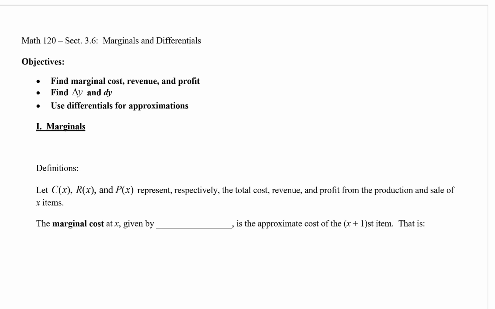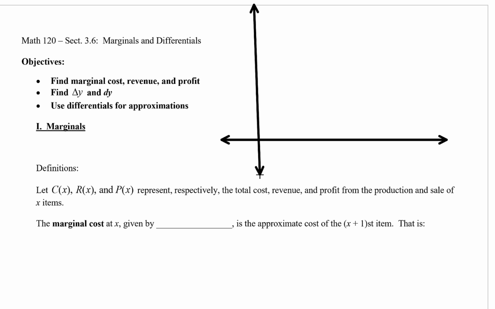This section is on section 3.6, Marginals and Differentials. We are going to be learning about how to find marginal cost, revenue, and profit, find delta y and dy, and use differentials for approximations. All right, let's go ahead and start here by drawing a picture.